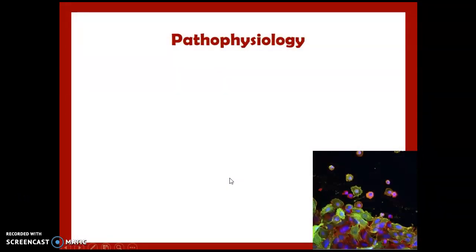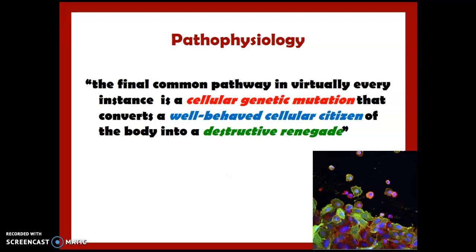So I like this quote about the pathophysiology of cancer, or how cancer affects the cells and systems of the body. This is from your textbook, it says the final common pathway in virtually every instance of cancer is a cellular genetic mutation that converts a well-behaved cellular citizen of the body into a destructive renegade. So what happens is that there's something along the way in the genetic code of the cell that's going to change how the cell develops, and it's going to grow too quickly. It's going to take a different form. It's not going to work along with the other cells in the body, the other cells in the organ where it is. And so that mutation is going to convert that well-behaved cellular citizen, that little colon cell, for example, that should be sitting right next to the other colon cells doing its job, to a destructive renegade that's going to grow too fast and replicate too quickly and potentially move and not do what it should do.